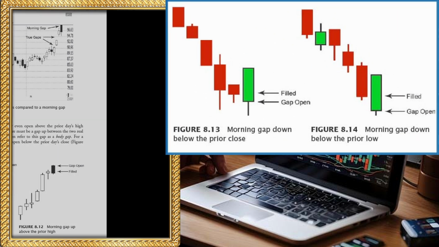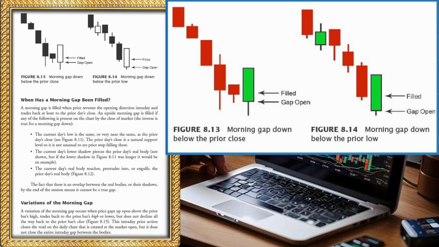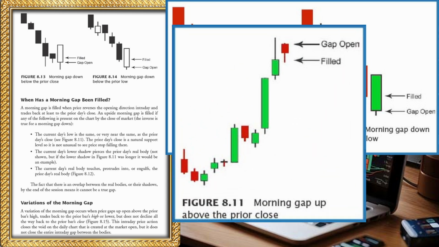Figure 8.14. When has a morning gap been filled? A morning gap is filled when price reverses the opening direction intraday and trades back at least to the prior day's close. An upside morning gap is filled if any of the following is present on the chart by the close of market. The inverse is true for a morning gap down. The current day's low is the same, or very near the same, as the prior day's close. See Figure 8.11. The prior day's close is a natural support level, so it is not unusual to see price stop falling there.